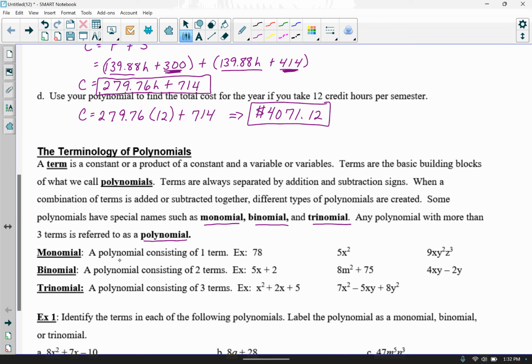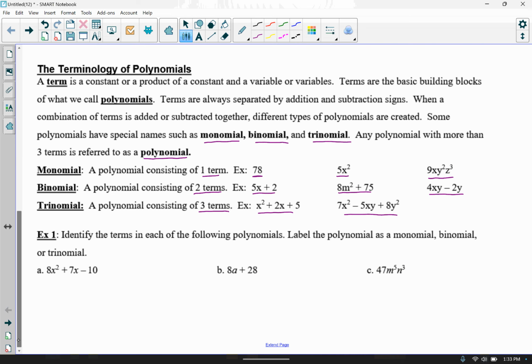Okay, so a monomial just means that you have one term. So it could be one constant number, it could be a combination of a variable and a constant, or several variables and a constant. These are all examples of a monomial. Binomial, think bi means 2, so it should have 2 terms. And remember, terms are separated by addition and subtraction signs. So here's a binomial, binomial, binomial. Each of those has 2 terms. A trinomial is a polynomial with 3 terms. And so each of these are examples of trinomials, polynomials with 3 terms.